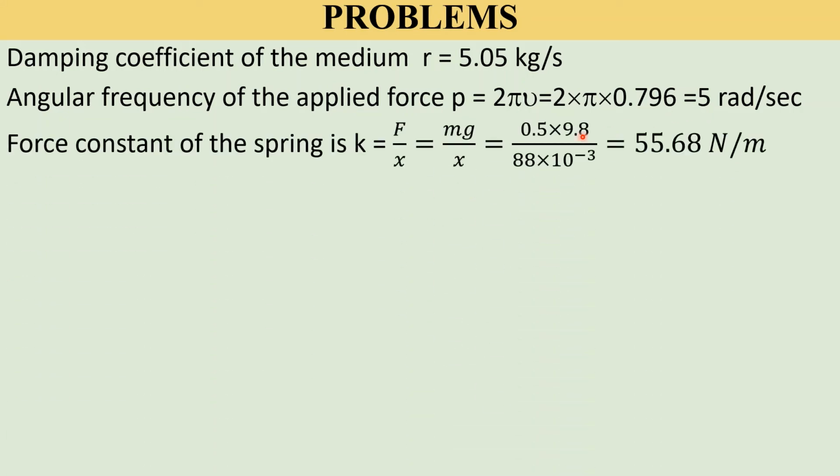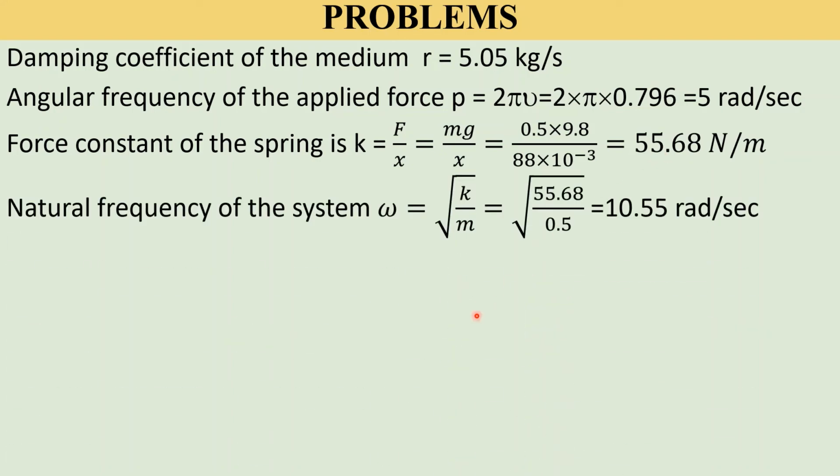The force constant of the spring is K is equal to force per unit extension, or F by X. F is equal to m into g. M is the mass suspended, that is 0.5. g is equal to 9.8. X is the extension, that is given there, 88 into 10 to the power minus 3. So therefore the force constant K is equal to 55.68 Newton per meter.